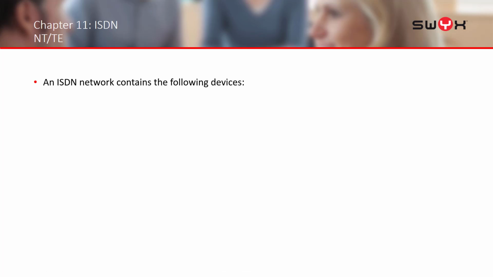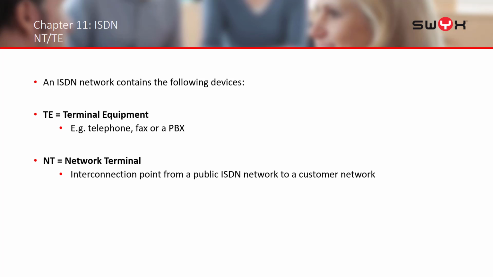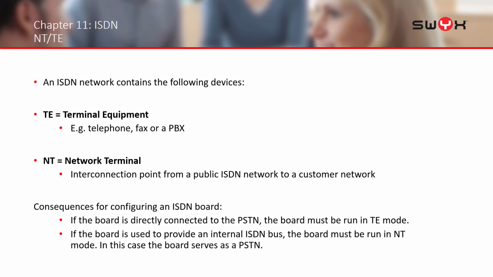ISDN works in 2 modes. We talked about this on the first training course, and there was a short video on that. TE mode, terminal equipment, it's a telephone or a PABX, fax or something like that, or NT mode where you're connected to other equipment. There is a consequence of doing this, and we'll cover that shortly in the next couple of slides.